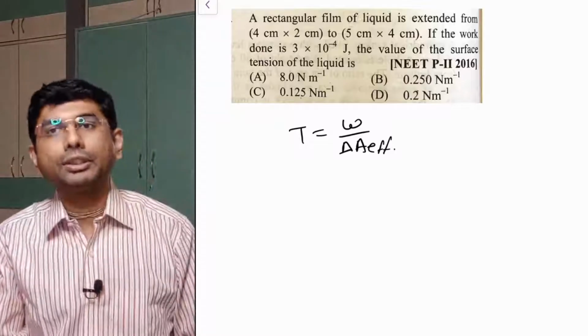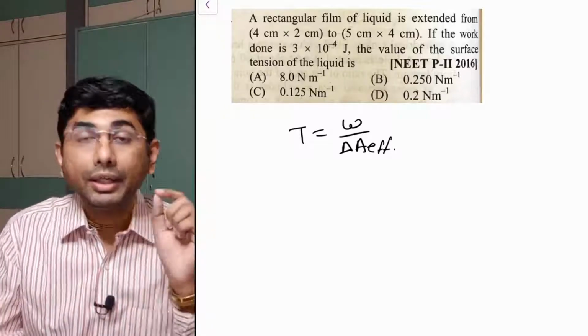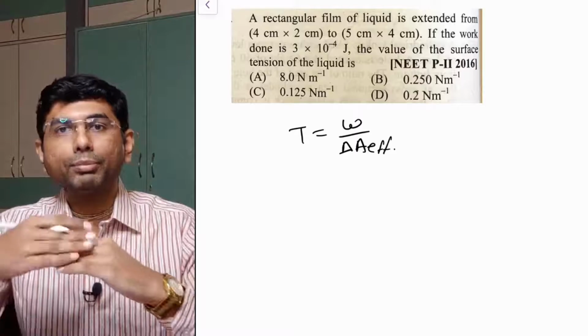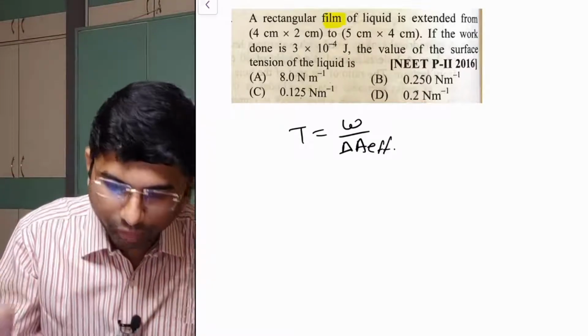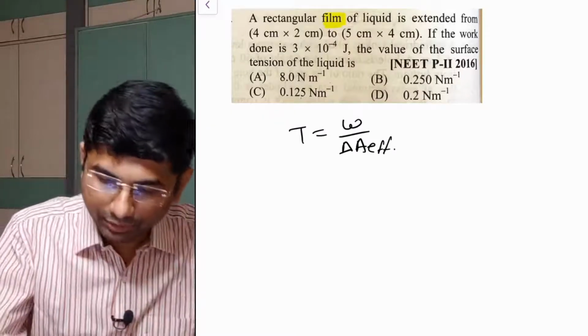Now what is the effective change in area? How much area is being changed? Now here it's a film. It's a film means what? It's both sided area I have to consider. Now this thing is very important, because this being a film I have to consider both the surfaces.